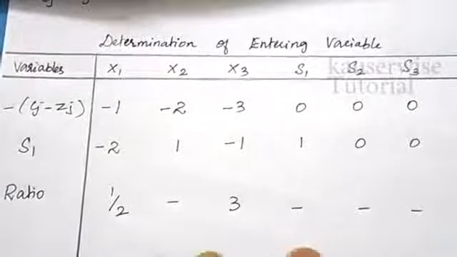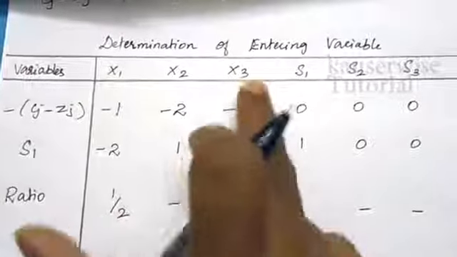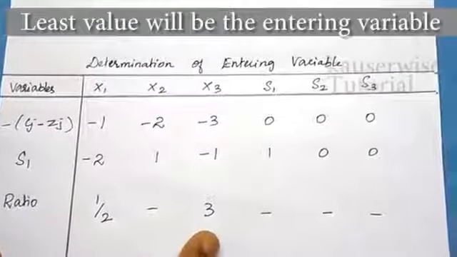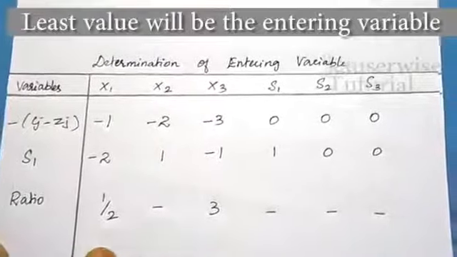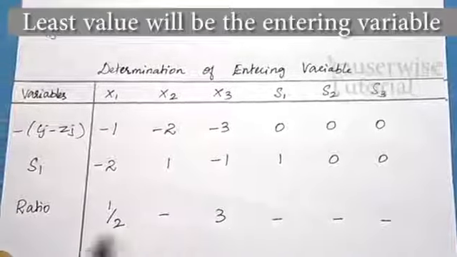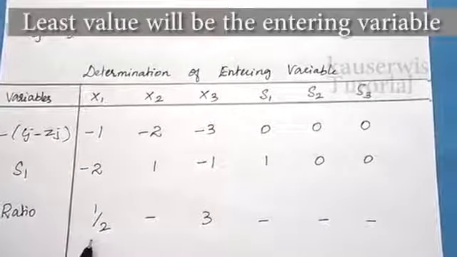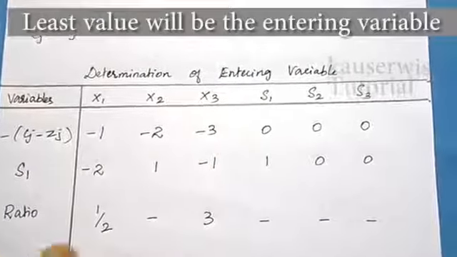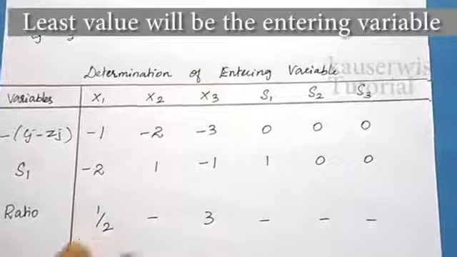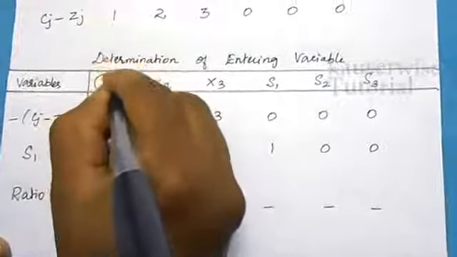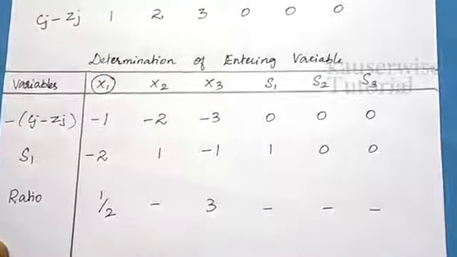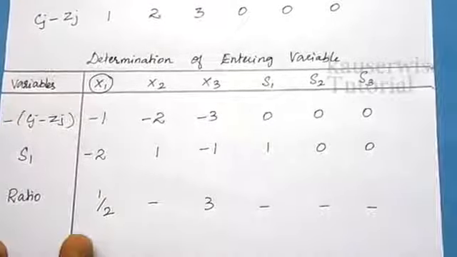Now we have got the ratio for x1 and x3. After finding the ratios, we need to find the least value. Which one is the smallest value, 1 by 2 or 3? 1 by 2 is the smallest value, so this will be the entering variable. So x1 is the entering variable. We have got the leaving variable as well as the entering variable.